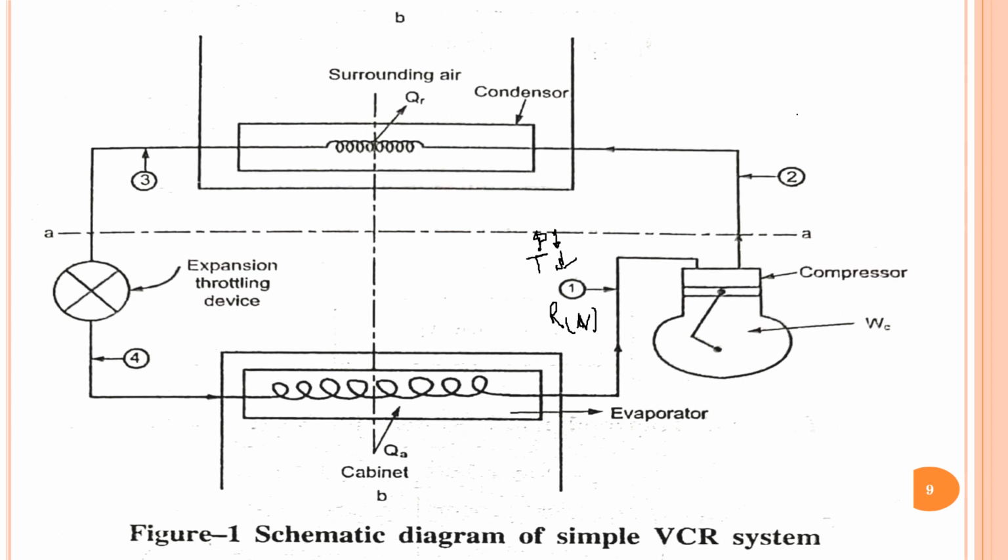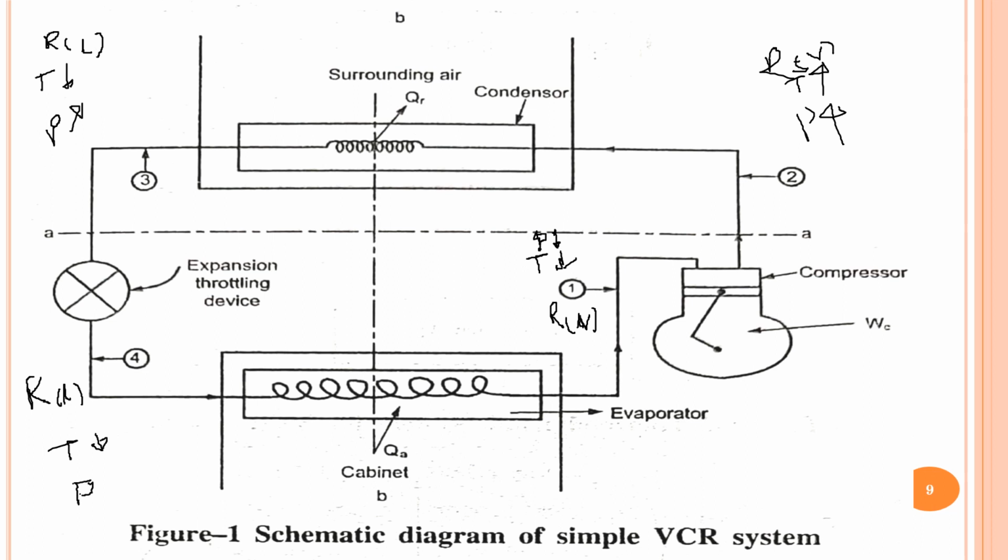What is available at state 2? High pressure, high temperature refrigerant in vapor state. What will you observe at state 3? High pressure, low temperature refrigerant in liquid state. What will you observe at state 4? Refrigerant is in liquid state with low temperature and low pressure.